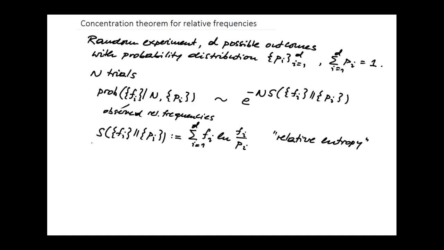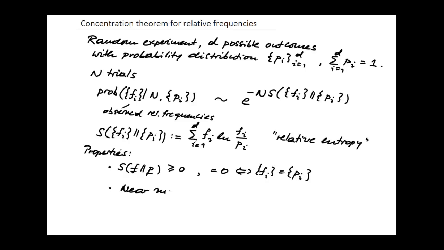And the relative entropy has properties analogous to the properties that we found for the coin flip case. The relative entropy of f and p, let me write this in vector notation, it's a bit shorter, is always greater or equal to 0. And it's equal to 0 if and only if f_i is equal to p_i. So you find the same as for the coin flip case. This function vanishes if and only if the observed relative frequencies coincide with the probabilities.